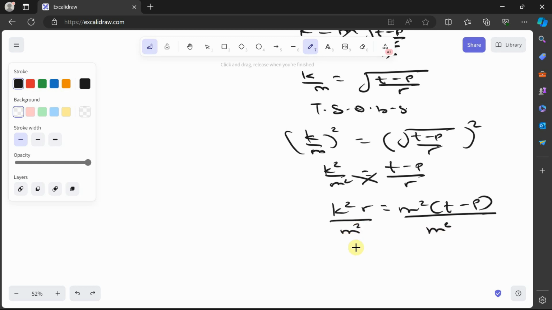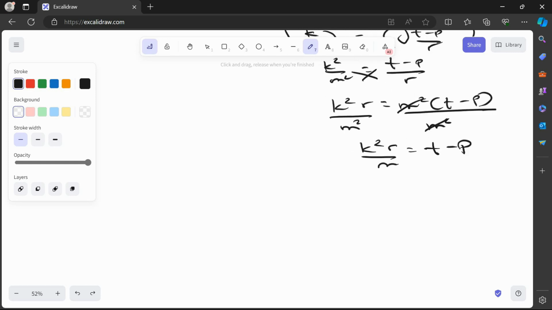You know, there's no one way of solving this. You can solve it in any way as long as you are following a particular procedure and you know what you're doing. So this k squared r all over m is equal to t minus p. Because I want to make the t stand alone, I'll take the minus p to the other side. That will be t is equal to k squared r all over m plus p, right?